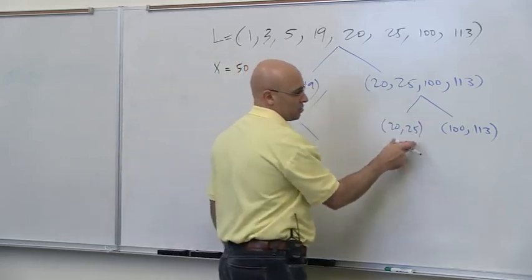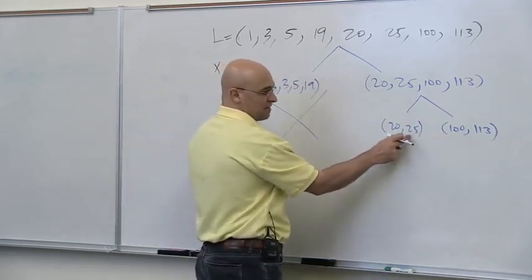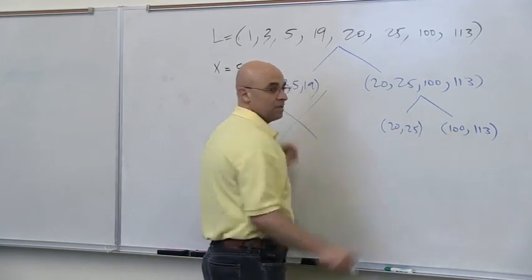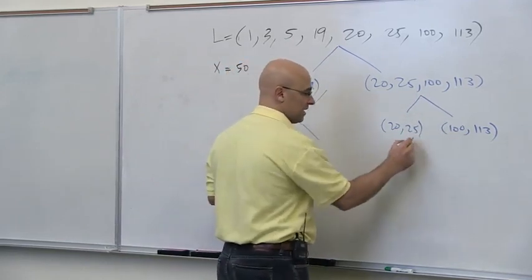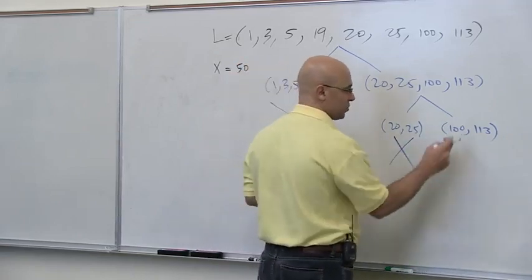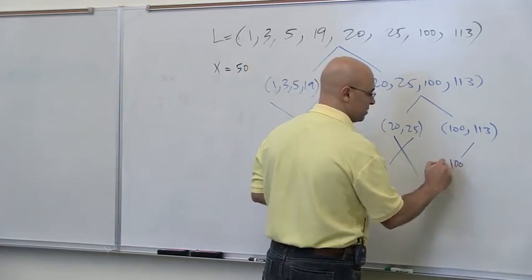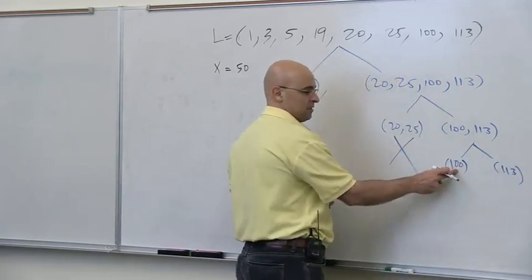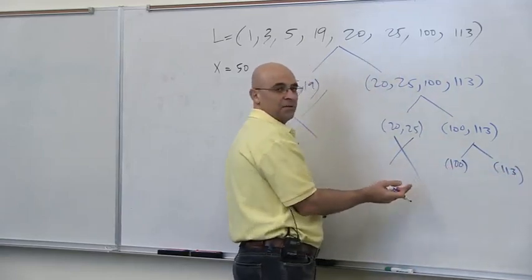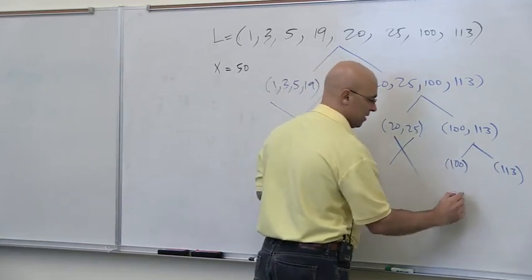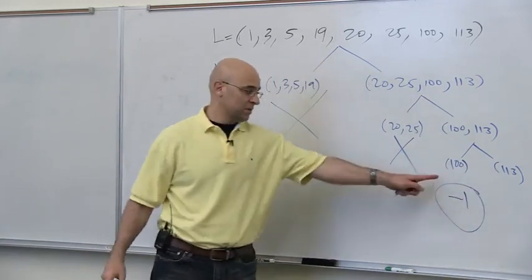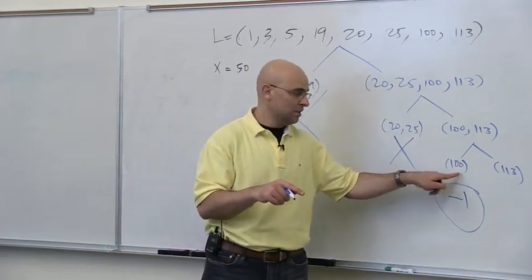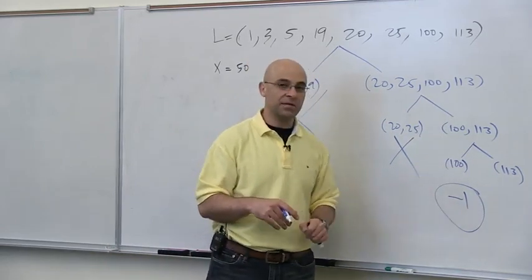I will never do anything here. I come to this, now I compare 50. 50 is bigger than 25. I will say that it cannot be here, it has to be here. If 50 is here, then I kill this branch, and I come to this one, and I divide it into 100 and 113. 50 is smaller than this. There's nothing to the left to return. I will say -1. The algorithm got to a list of size 1. It should have found it there, if anywhere. It wasn't there. It returns -1.